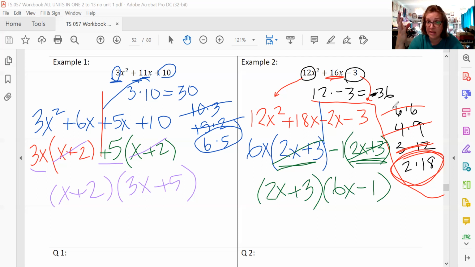We can use grouping to reverse FOIL trinomials. And our first step, remember, is to turn them back into a 4-term polynomial, because then we can break them apart and use grouping to solve in a way that I think is much easier than doing a bunch of trial and error. So let me know how it goes.